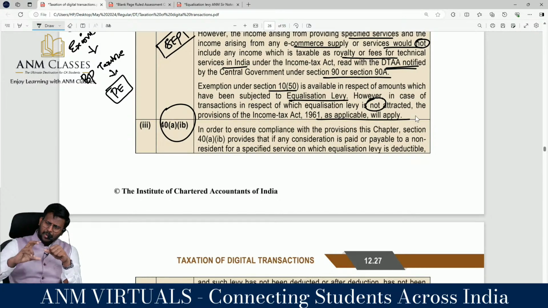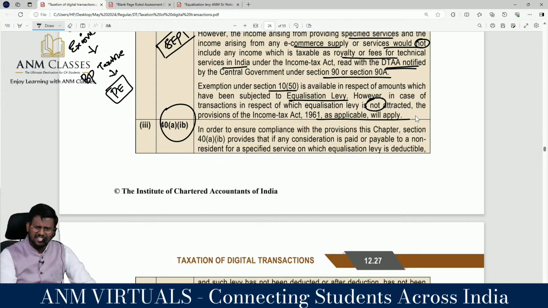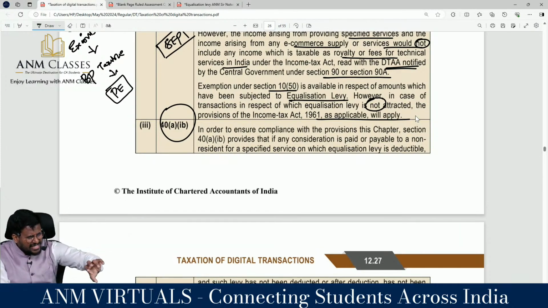When you make payment for specified services to a non-resident situated outside India or when the e-commerce operator has paid 2% to the government of India, then that income is exempted in his hands under section 10 subsection 50. So for any income where equalization levy provisions are attracted, it is exempted in the hands of the non-resident under section 10 subsection 50. Otherwise, it is subject to normal provisions of the Act. This is what 10 subsection 50 is all about.